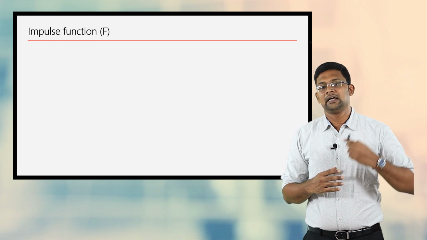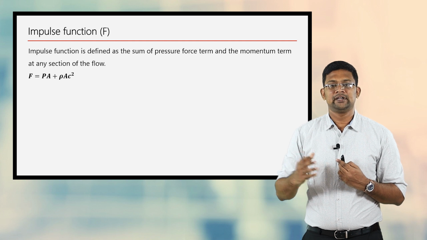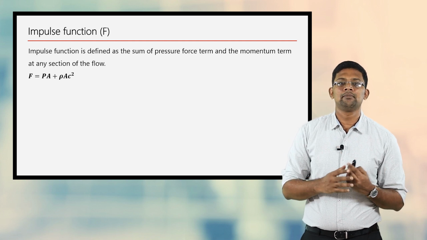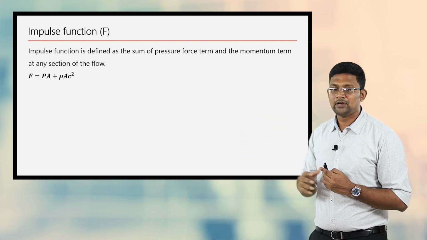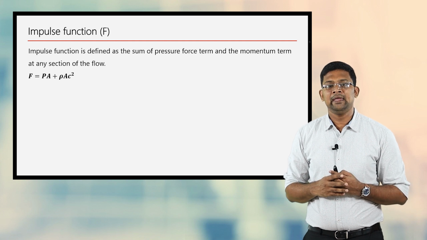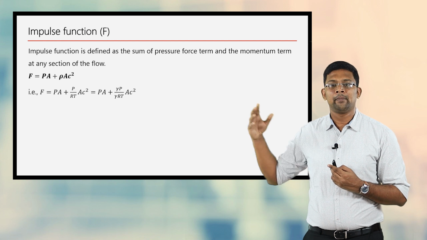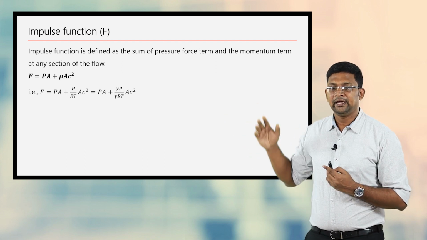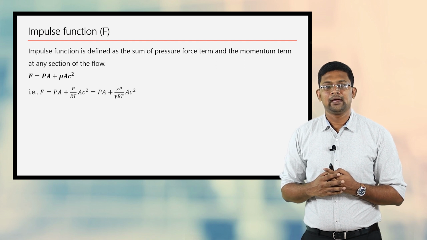Next, let us discuss yet another important thing, that is known as impulse function. Impulse function is defined as the sum of pressure force term and the momentum term for any section of flow. Impulse function is indicated by F, and it is equal to PA, the pressure force term, plus rho A C square, the momentum term. Now, we can make some rearrangement. Instead of rho, I am going to write P by RT into A C square, which is equal to PA.